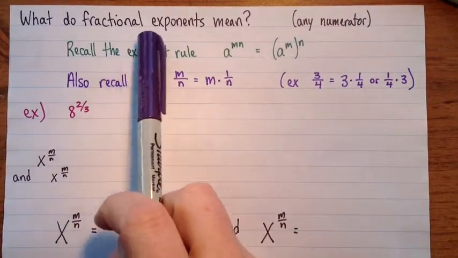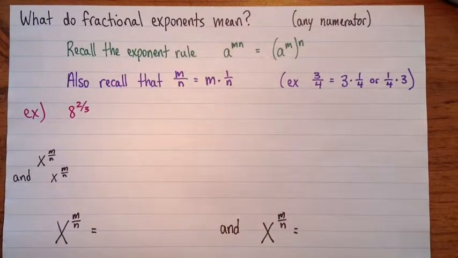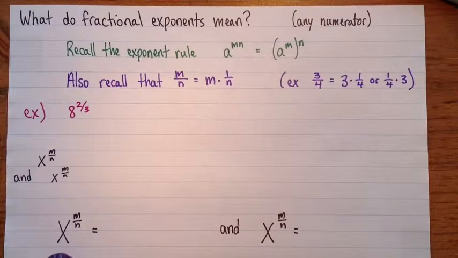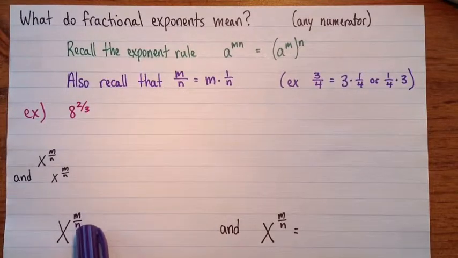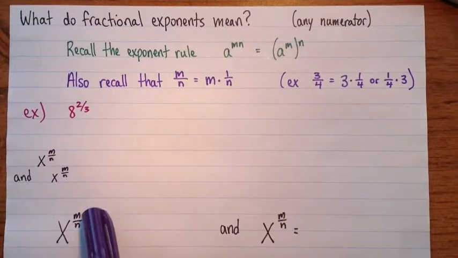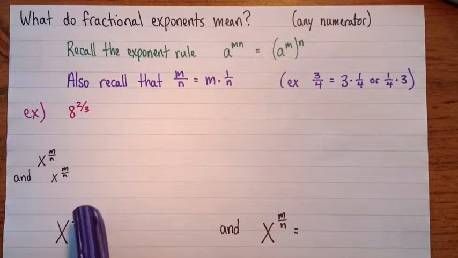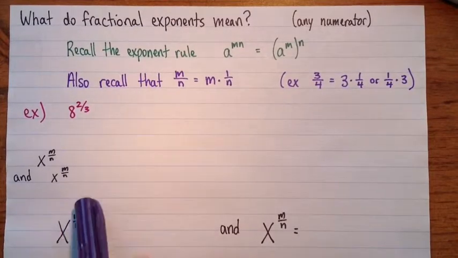Okay, so the question is, what do fractional exponents mean? And that can be restated as, what does x to the exponent m over n mean? M and n are going to be integers. And so here we've got a base with a fractional exponent.